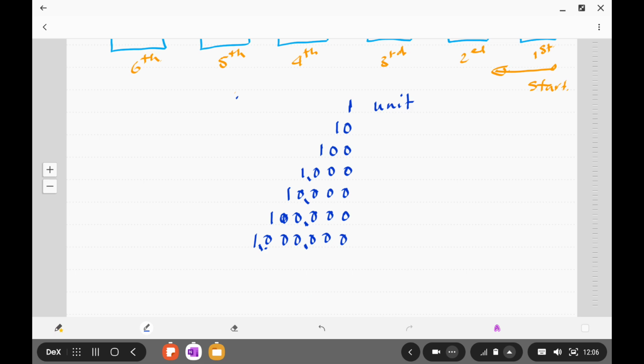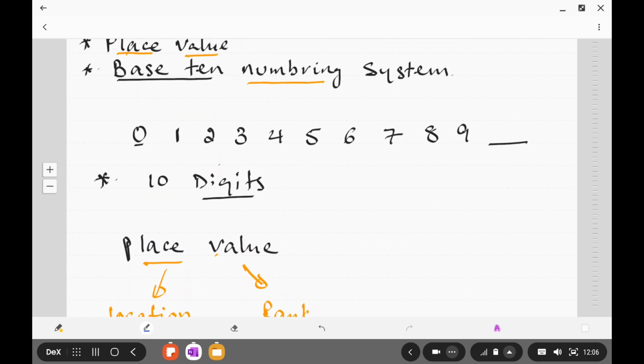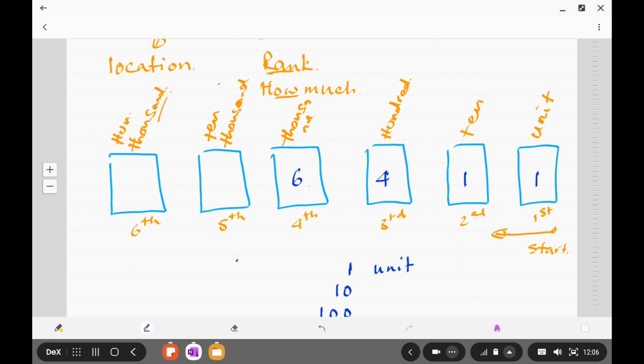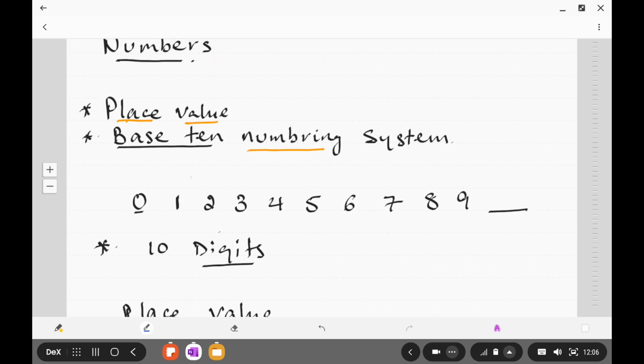So Josie, this is the lesson about place value. Place value is writing or placing the value in certain places, and that gives us a value, how much it is. We also looked at the base 10 system.